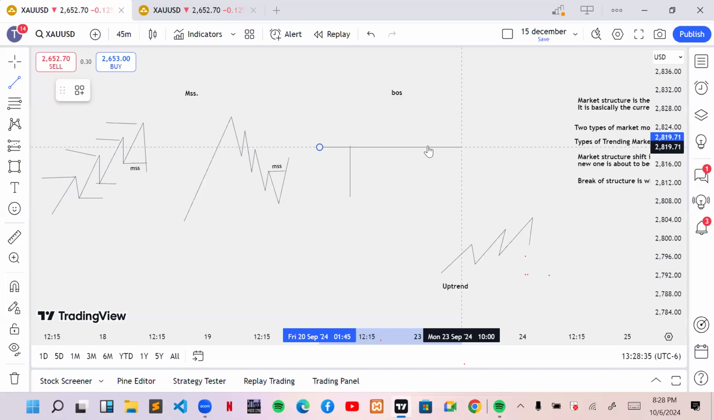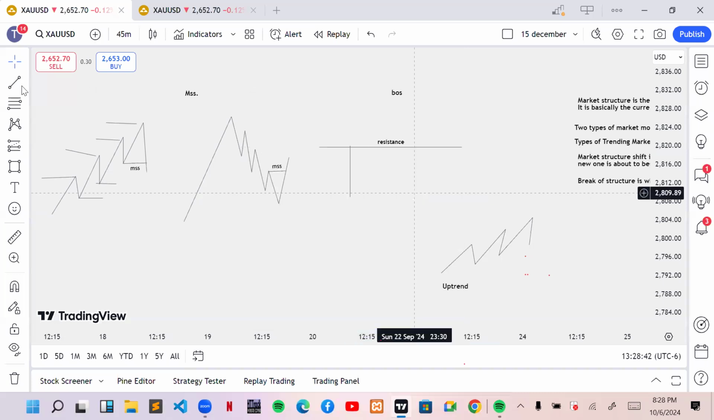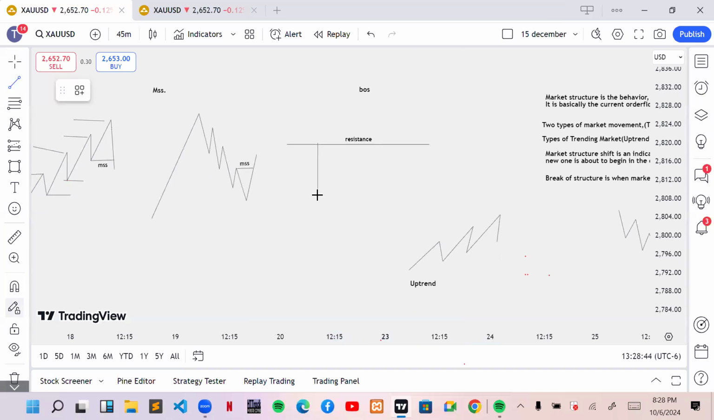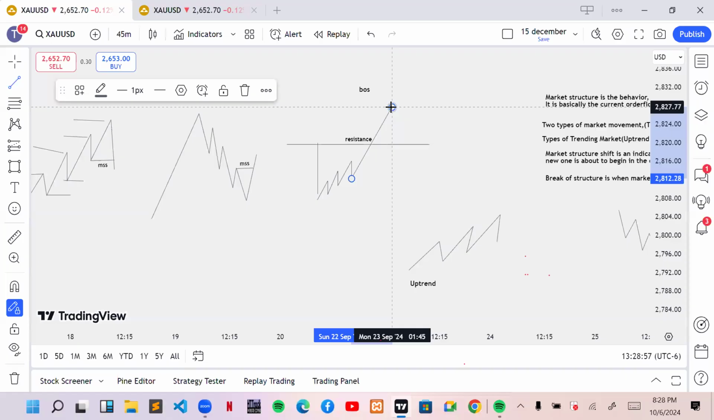This is a resistance zone, so I'll mark that with resistance. And then price happens to be on an uptrend, which is the market making a series of higher highs and higher lows, higher highs and higher lows. Then something like this will happen.